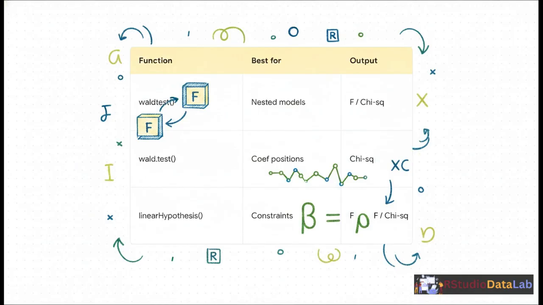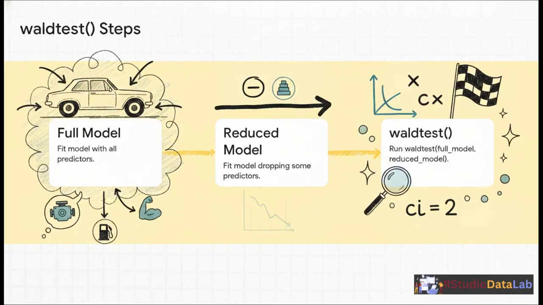Step 1. Fit your full model. For example, predicting miles per gallon from displacement, horsepower, and weight. Step 2. Fit a reduced model, predicting miles per gallon only from weight. So we're dropping displacement and horsepower entirely. Step 3. Just simply run waldtest, passing in your full model and your reduced model.